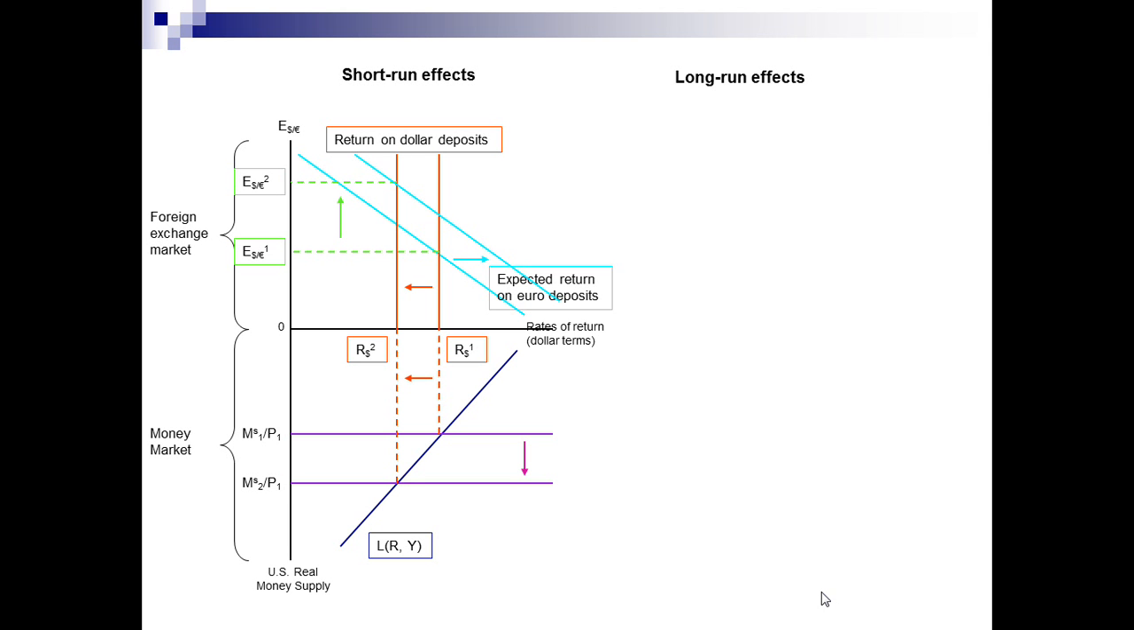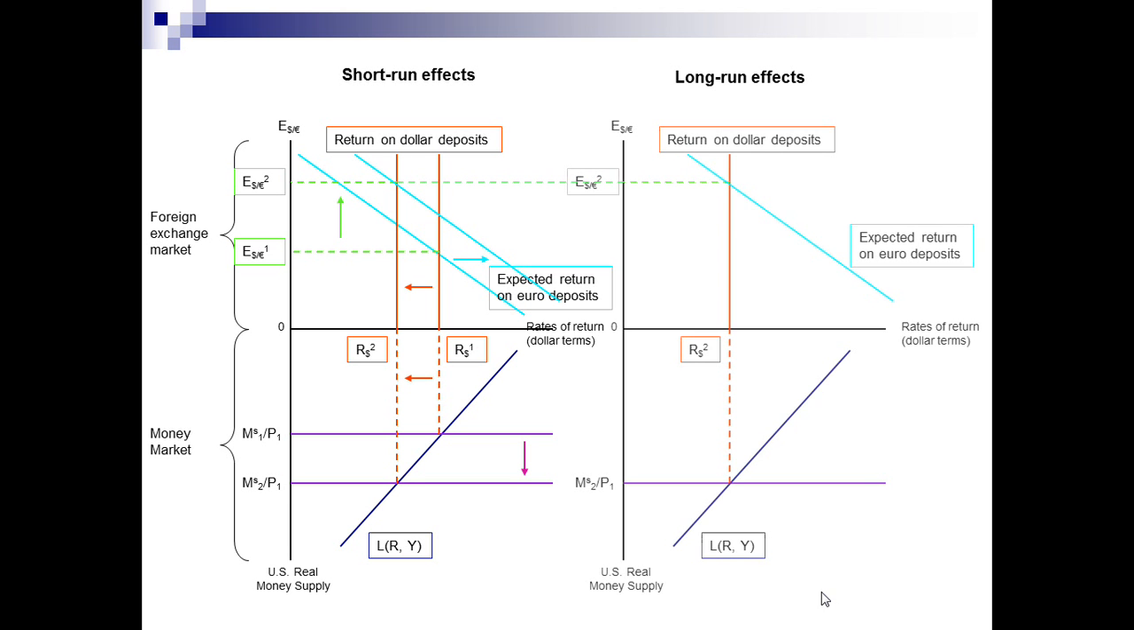So this is the short run. In the long run, we're going to have the price level adjust proportionately with the increase in the money supply. So we'll see the real money supply go back to its original position. So M2 over P2 is equal to M1 over P1. And as this gradually adjusts back to the original position, the interest rate will also gradually go back to its original position at R1. And at the same time, the exchange rate will gradually come back, but not all the way back to the level of E1. It will decrease to the level of E3.